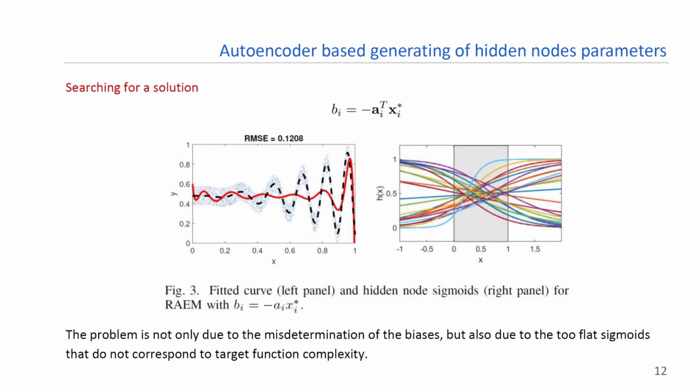To improve the model performance, we use the same solution for biases as in RAM and R alpha M. We calculate them from this equation on the basis of weights A produced by the autoencoder and randomly selected training points x asterisk. Thus, we distribute the sigmoids in the input hypercube according to the data distribution. The result for the one-dimensional case is shown in the figure. As we can see, the accuracy didn't improve significantly. This means that the problem is not only due to the misdetermination of the biases, but also due to the too flat sigmoids that don't correspond to the target function complexity.